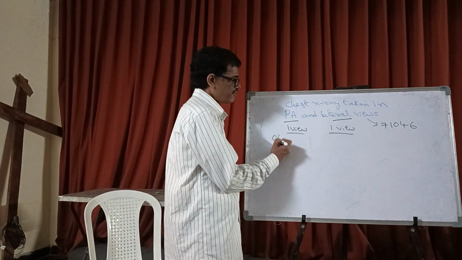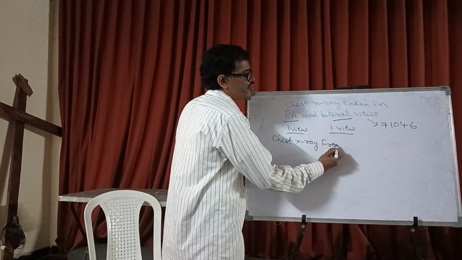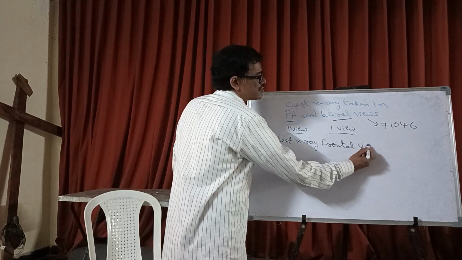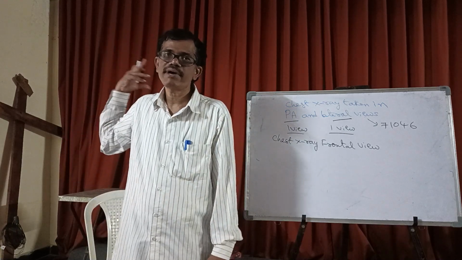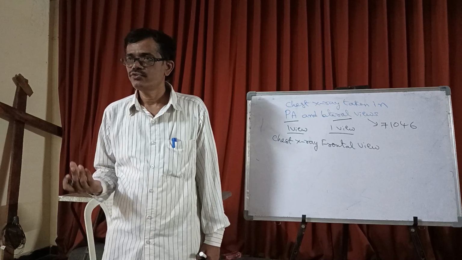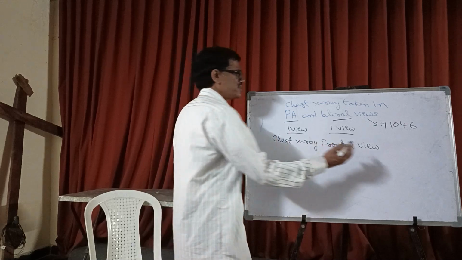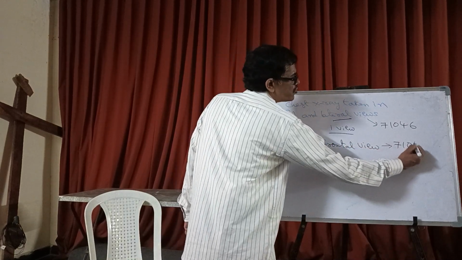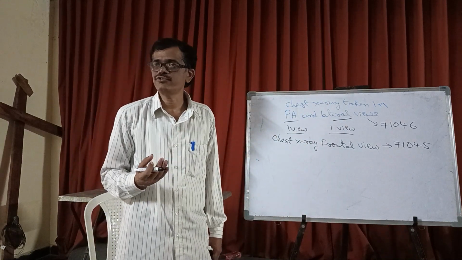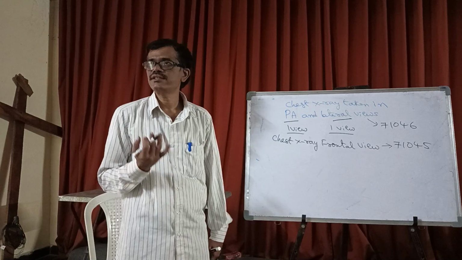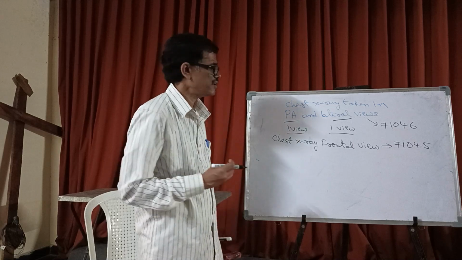Another question is, for example, chest X-ray frontal view. Frontal view is how many views? Frontal, front side, they pass it from the chest to the front side and collect at the back, you call it frontal view. Only 1 view. How many films will we get? Only 1. So that is 1 view. What is the answer for this? 71045. So you have to count the number of views. They won't give you the number of views, it's not that easy. You have to count the number of views.